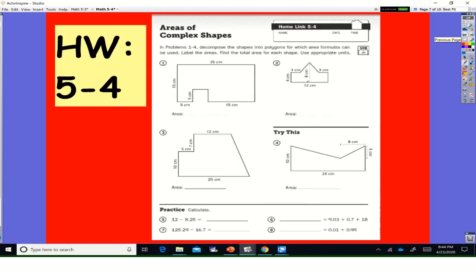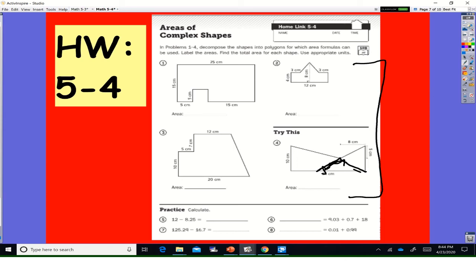Okay, once you get here, you're going to find the area of these different complex figures. I do want you to do the try this. Think of it like this, maybe. You could do it another way. Or think of it not like that, but take this line out. Well, what did I do here? My pen's not working right now. But if you would take this line out and just keep that line, think of it like that, okay?